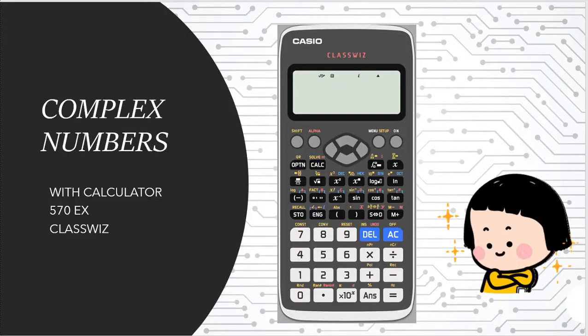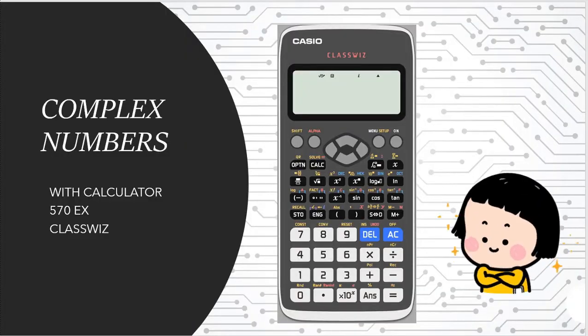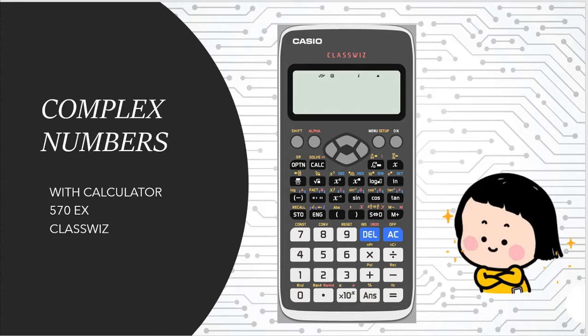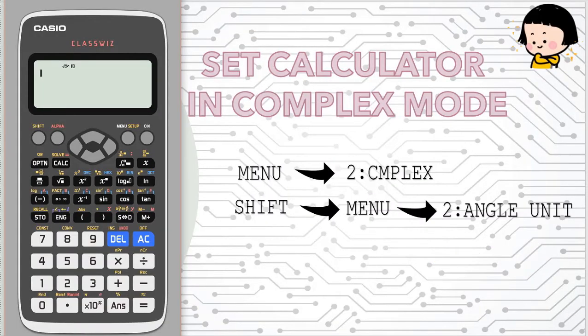Hello everyone! In this video, we will learn how to compute complex numbers using the calculator 570EX Classwiz. First, we need to set our calculator in complex mode. In order to do that, click the Menu button here and then choose option number 2, which is complex. Make sure after you do this, at the top of your calculator, we have a small i here for imaginary.